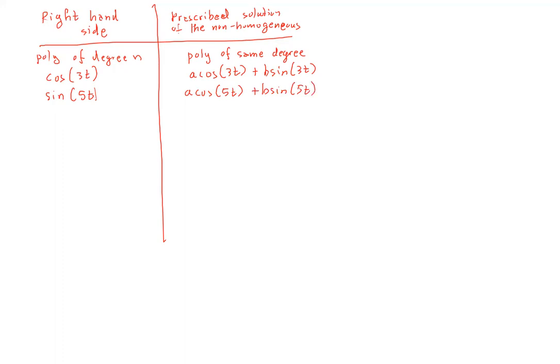And if you see something like e to the negative t, what you should prescribe is simply a e to the negative t. And if you see e to the 3t cosine of 2t, it's the same principle as before. So you cannot just prescribe e to the 3t cosine of 2t times a. You need to prescribe a e to the 3t cosine of 2t plus b e to the 3t sine of 2t.